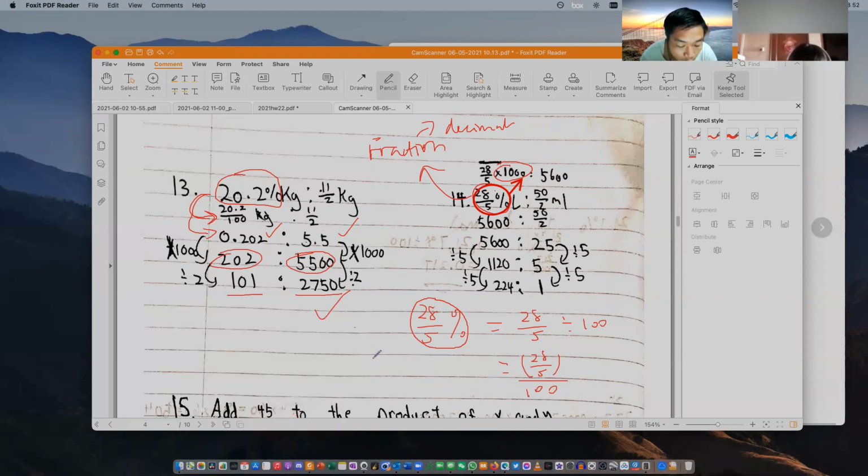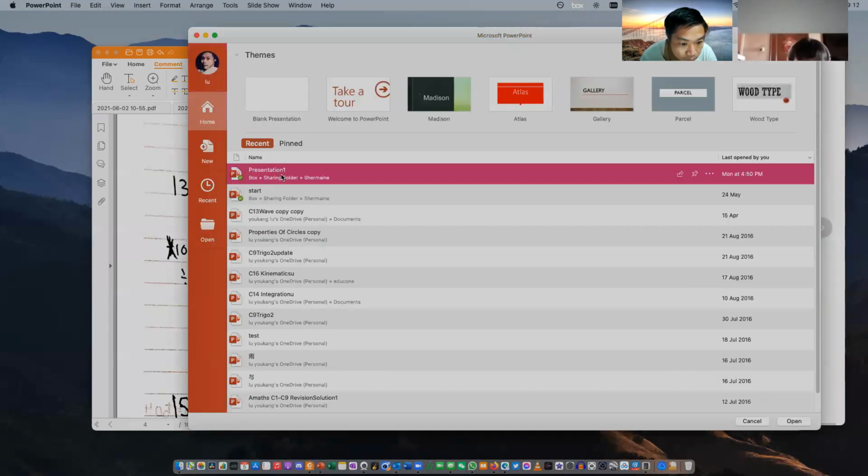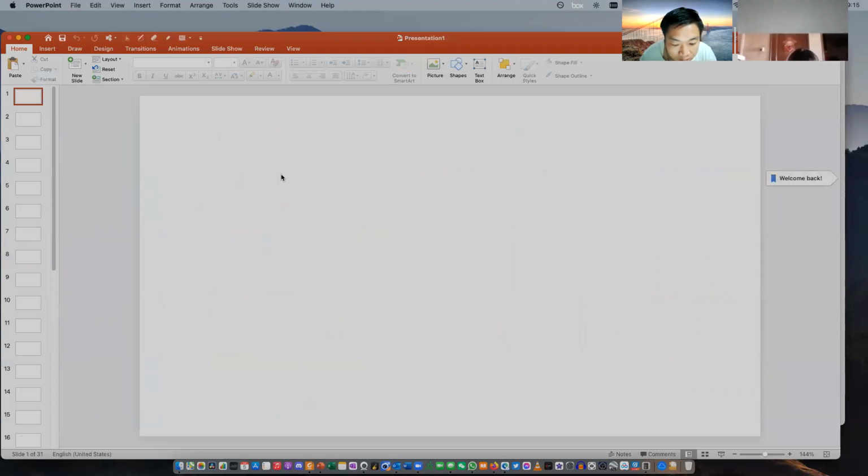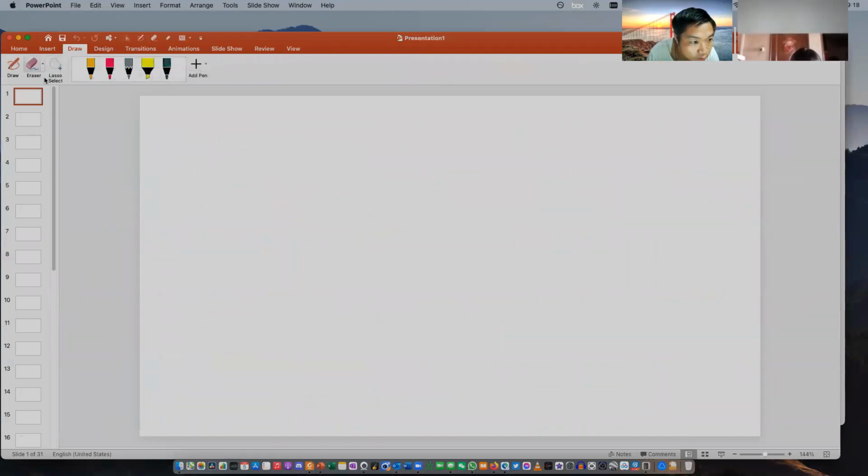Let me go to the PowerPoint. So that means you still have a problem converting from percentage to decimal. You still don't understand. If you get it right, you are lucky. If you are given 20.2%, how do you convert first? You convert it to a fraction. Yeah, fraction first. How do you do it? 20.2 over 100.